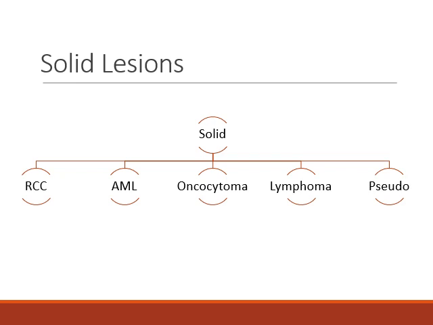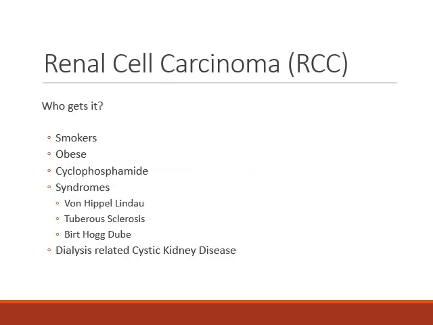Most of this talk is on solid lesions, and there are 5 big ones we need to cover. We're going to start with the most important, renal cell carcinoma, and it's the one we're going to spend the most time on. This is an obligatory slide on RCC risk factors. Most medical students can recite this list off by heart, so I'm not going to read them out to you.